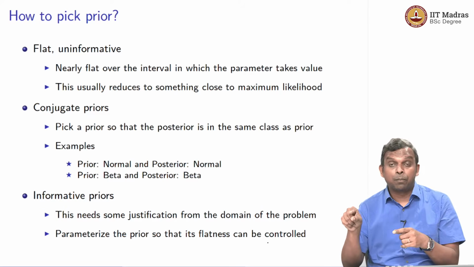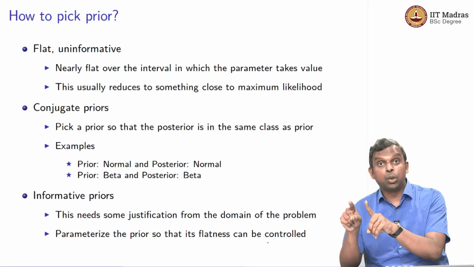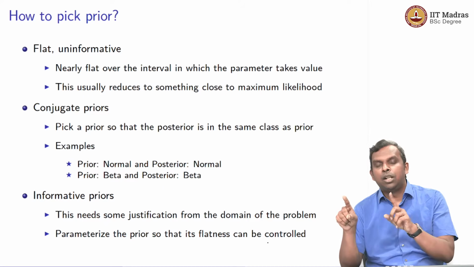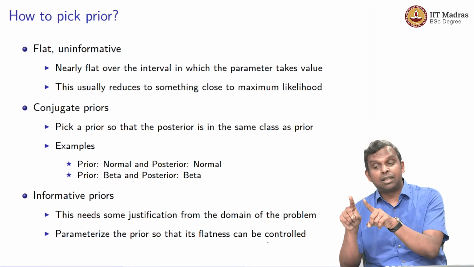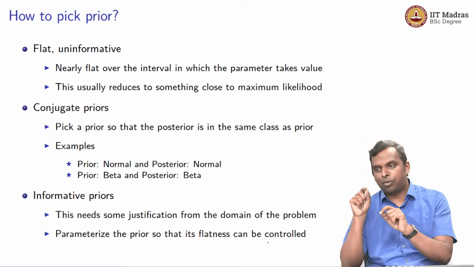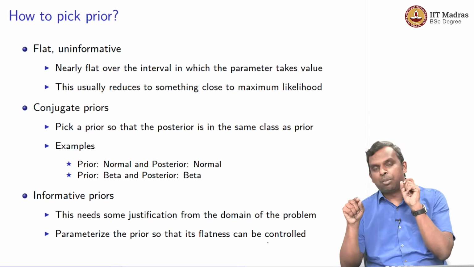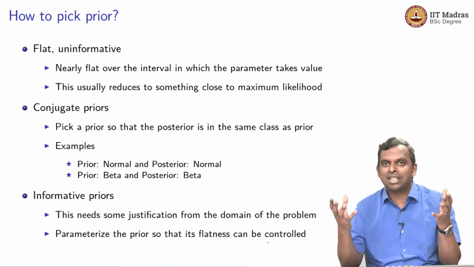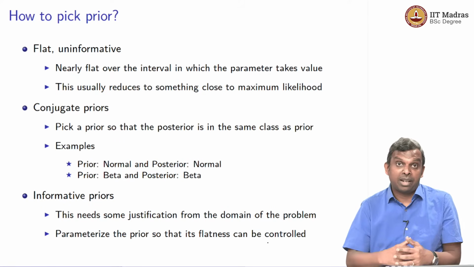Is there a prior which when multiplied by likelihood will not change its class? Let's say prior is normal, you multiply by the likelihood of the samples, but you still get a normal distribution as posterior. Same thing with beta. If you pick prior as beta, you multiply by the likelihood, you still get another beta distribution. Are there situations like that? In those situations, conjugate priors are very, very popular.